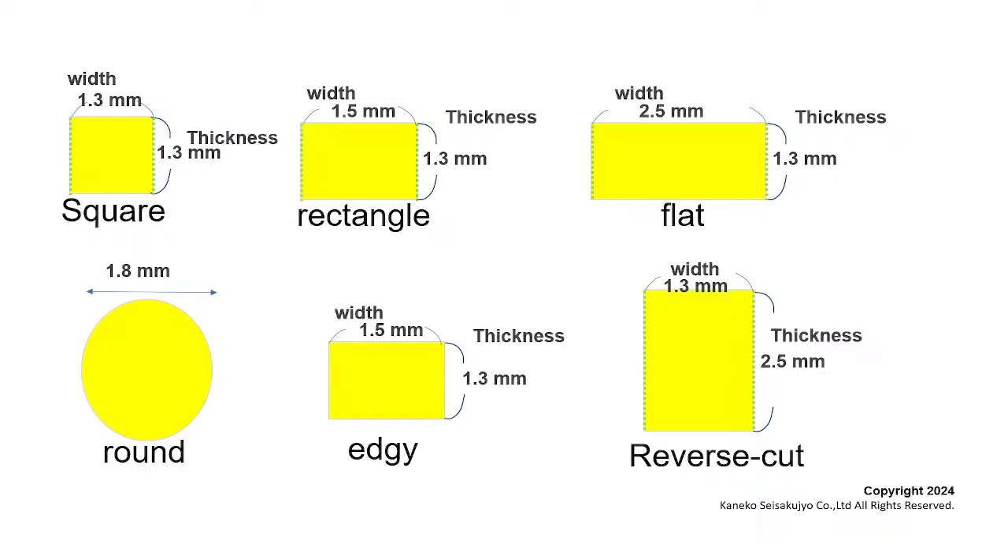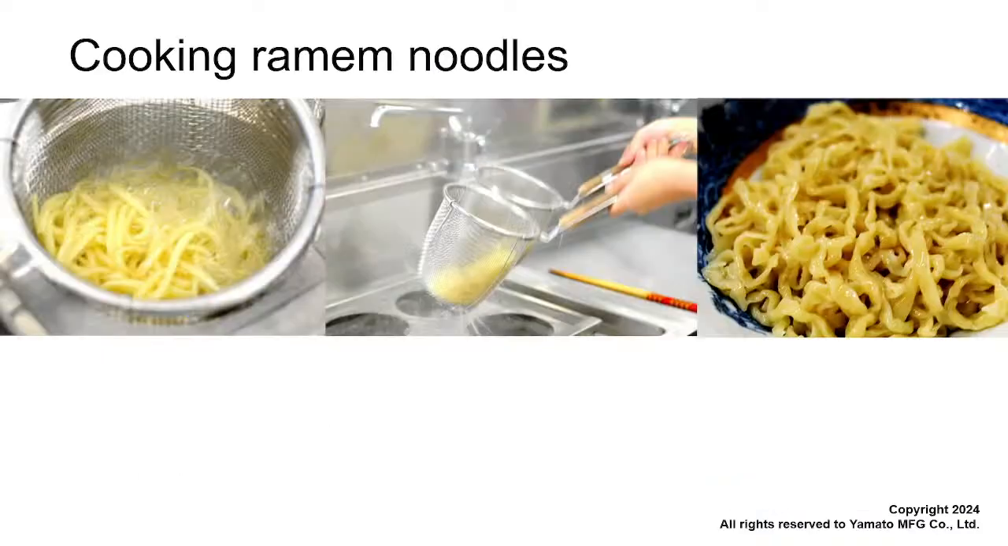And then there are different cross-section shapes of the noodles: round, square, rectangular, flat, and even reverse cut. Reverse cut is when the thickness is bigger than the width. That's what we call reverse cut. This type of noodle is famous in Yokohama Iekei ramen.